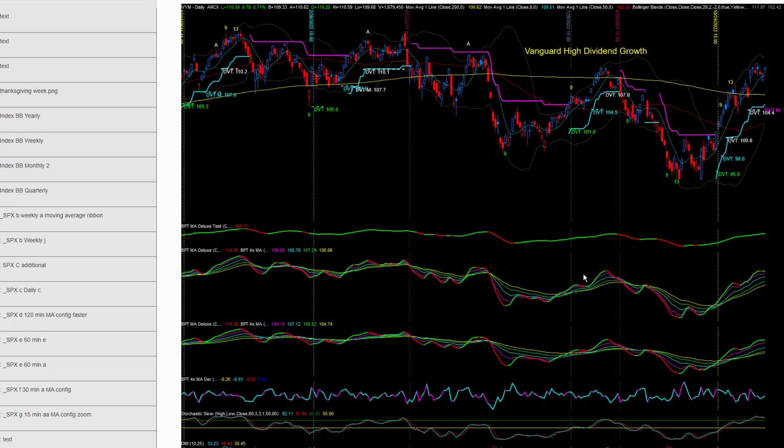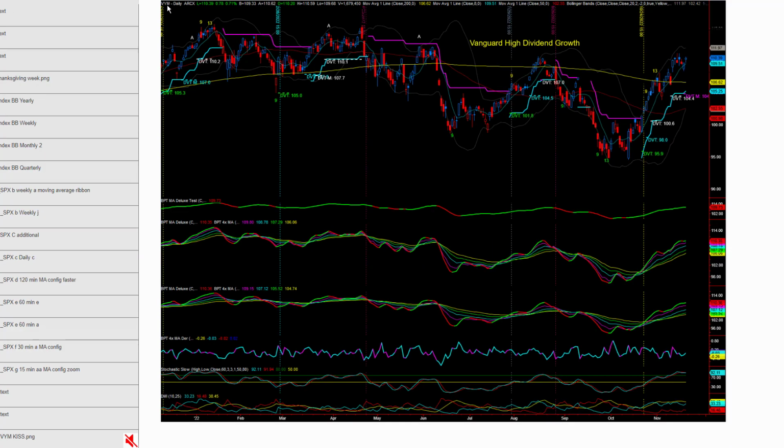Next, chart 20. Here's VYM. And this is one that I'm going to be adding to the website for the KISS system. I think in this type of market, it makes a lot of sense. So this is the Vanguard High Dividend Yield play. And it is actually positive for the year, guys, with its dividend.